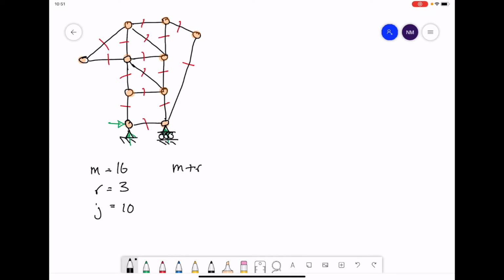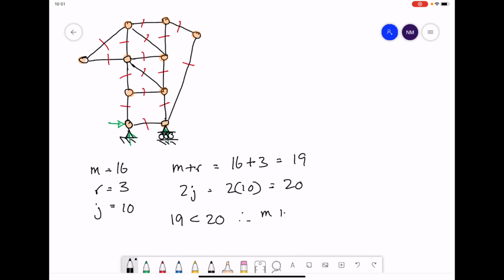M plus R, 16 plus 3, that gives you 19. 2j is 2 times 10, which gives you 20. 19 is less than 20. M plus R is less than 2j, hence the structure is a mechanism.